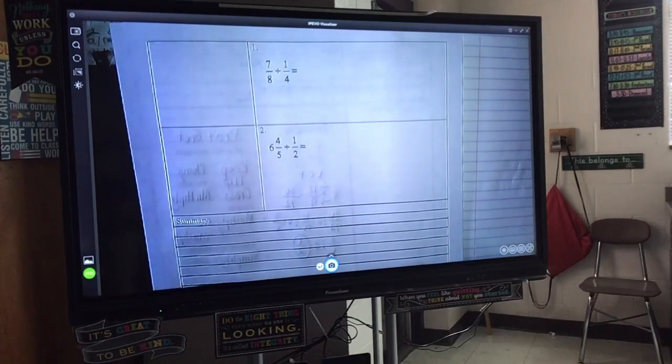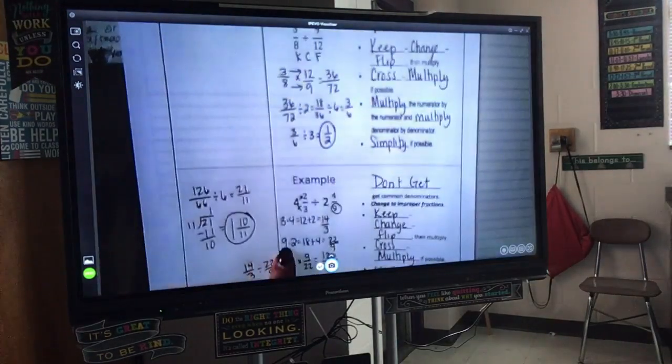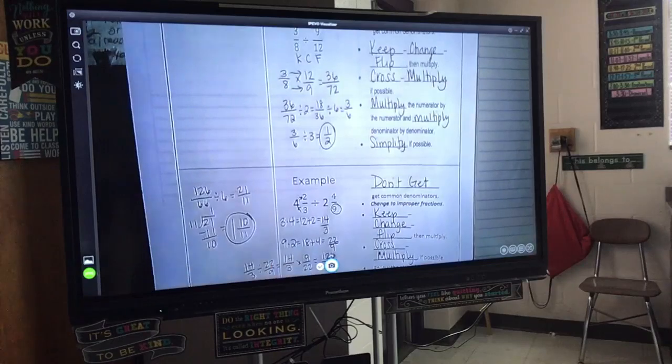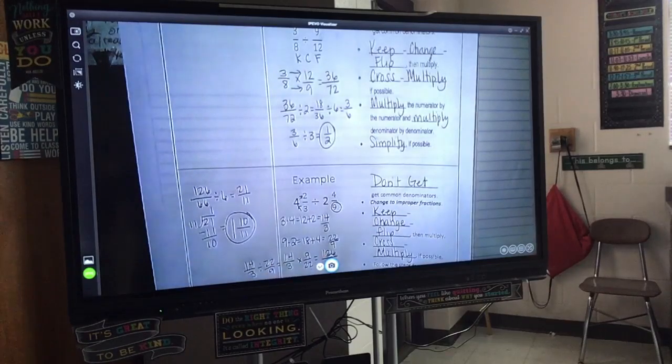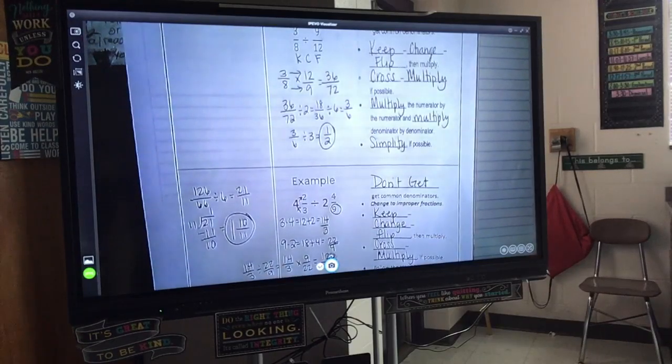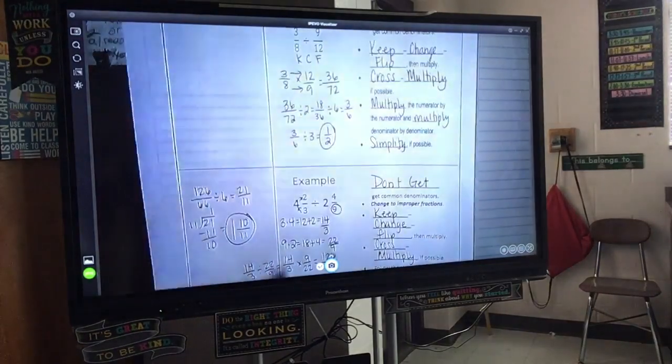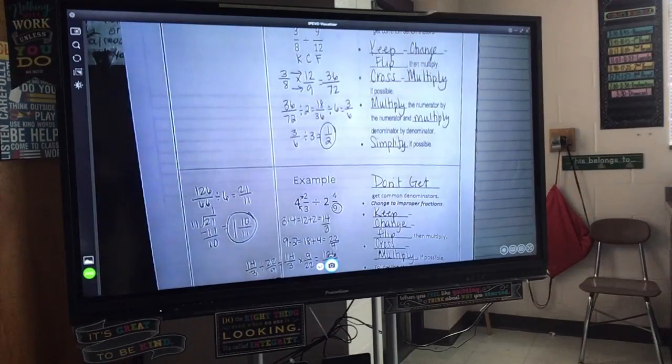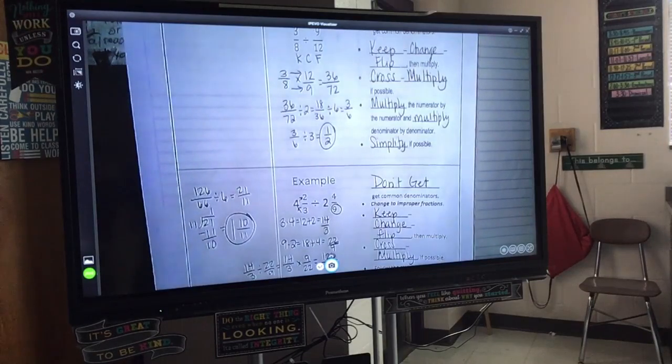The only way that I know how to divide fractions is to keep, change, flip. There are two different ways we solve these. This is one way, this is another way. I'm not asking you to divide differently. I'm simply asking you to solve it in a different way.